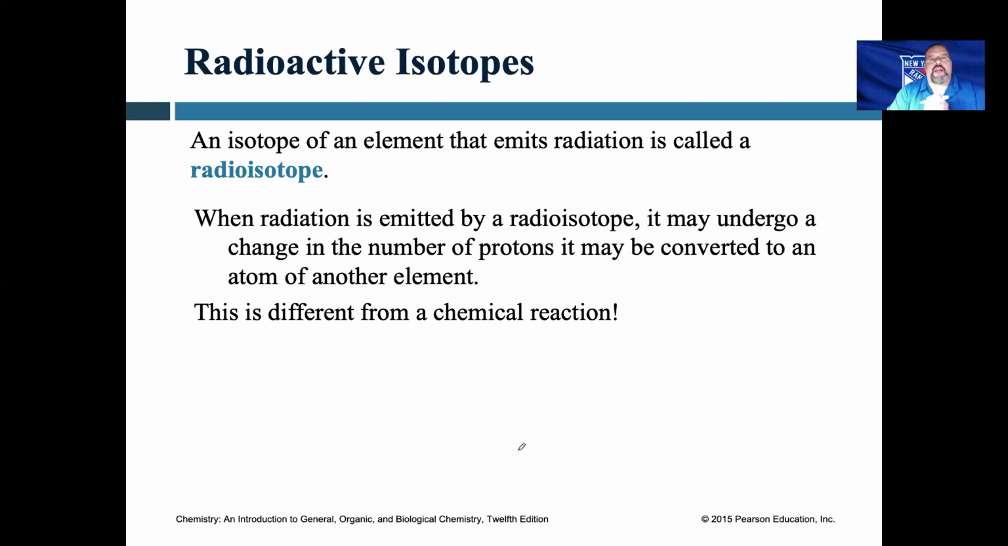Okay. So an isotope of an element that emits radiation is called a radioisotope. Now, when radiation is emitted by a radioisotope, it may undergo a change in the number of protons, especially if it releases an alpha particle, a beta particle, or a positron, which means that it may be converted, and I'll put an arrow there, to an atom of another element.